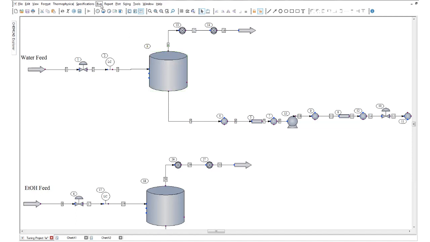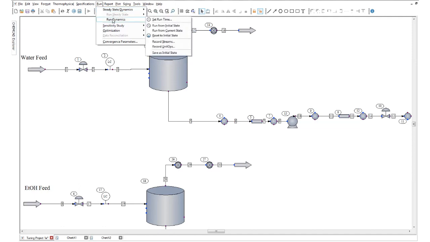Under the Run menu, you'll see that we have a menu item that allows us to select steady state or dynamics. This is a dynamics course, so we're going to look at things that are not steady state, so we check dynamics. Under Run Dynamics, we have a menu where we can set the run time. We can look at recording streams and unit ops. So I'm going to look at record streams.